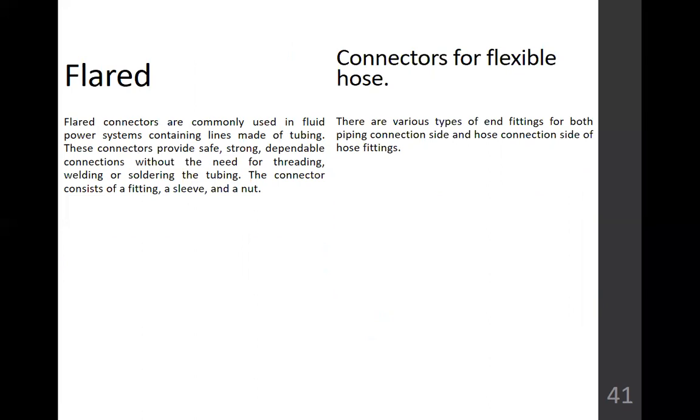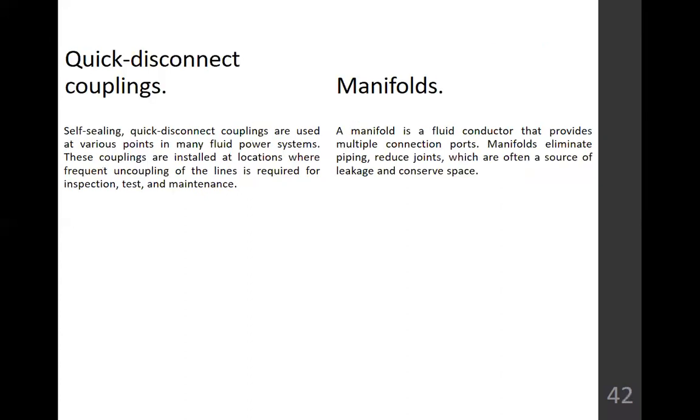Now next is the connectors for flexible hose. There are various types of end fittings for both the piping connection side and hose connection side of hose fitting. In the reference, there are many types of flexible hose fittings, with pictures there. Quick disconnect coupling. Self-sealing quick disconnect couplings are used at various points in many fluid power systems. These couplings are installed at locations where frequent uncoupling of the line is required for inspection, test, and maintenance.